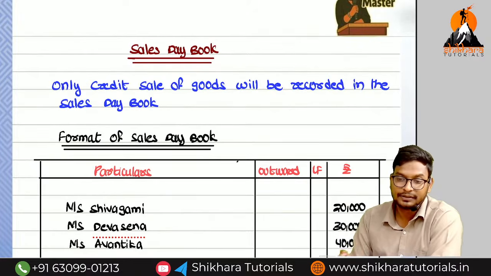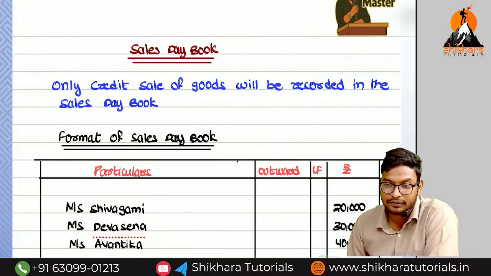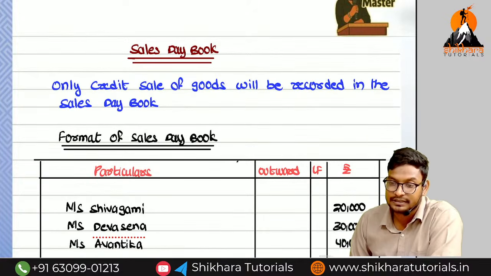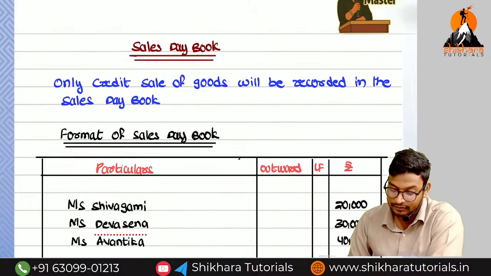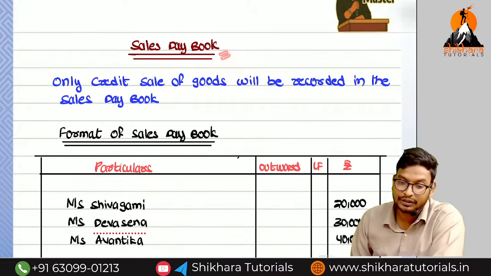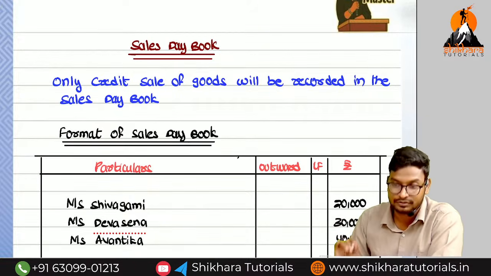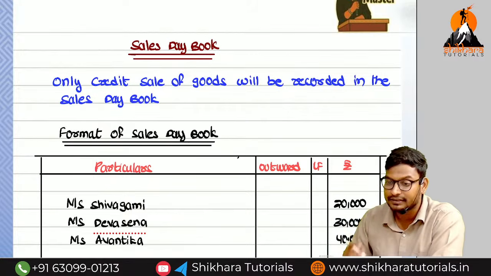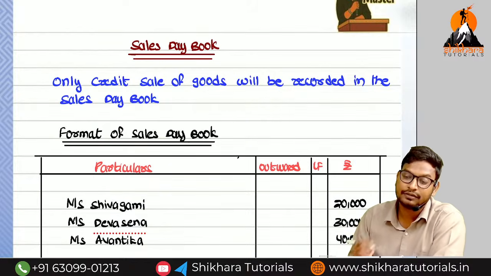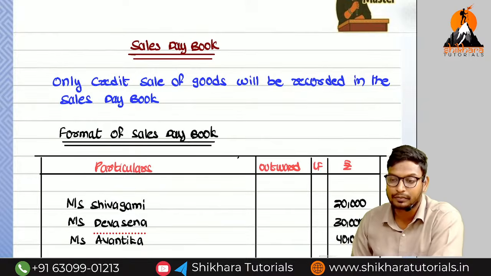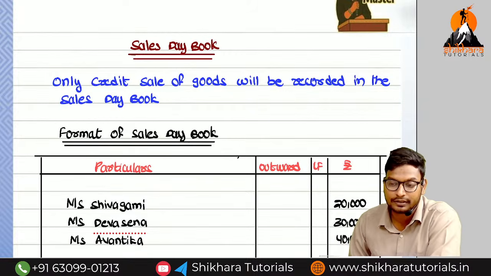Normally in the purchase book, what are the transactions we are going to record? We will record the credit purchase of goods. So here also in the sales book, we are going to record what? Credit sale of goods. That's all. If it is a credit sale of asset, where we need to record? Credit sale of asset will be recorded in the journal proper. What is the format of the journal proper? Same like a journal: date, particulars, LF, debit amount and credit amount.